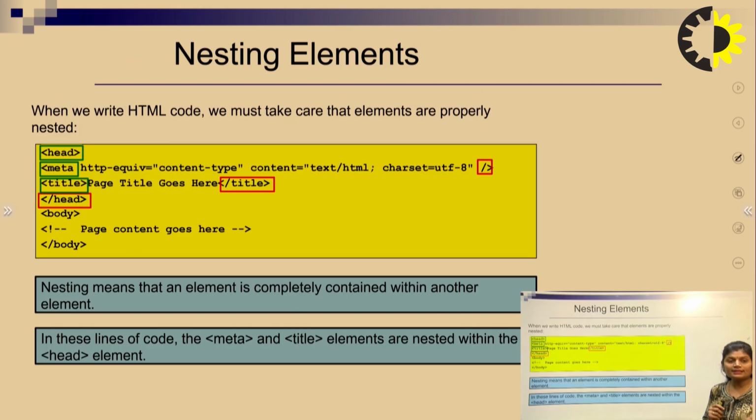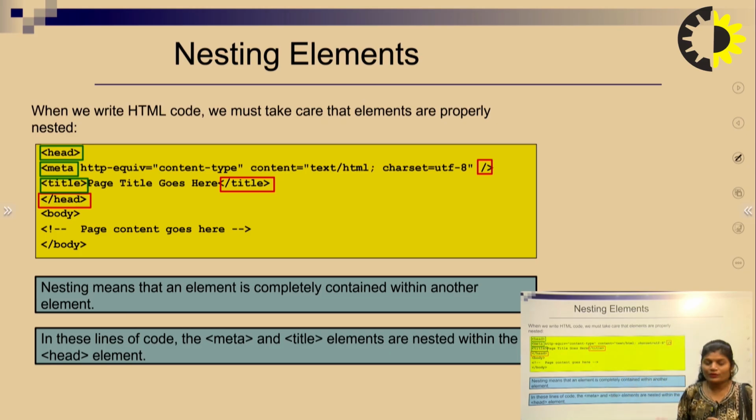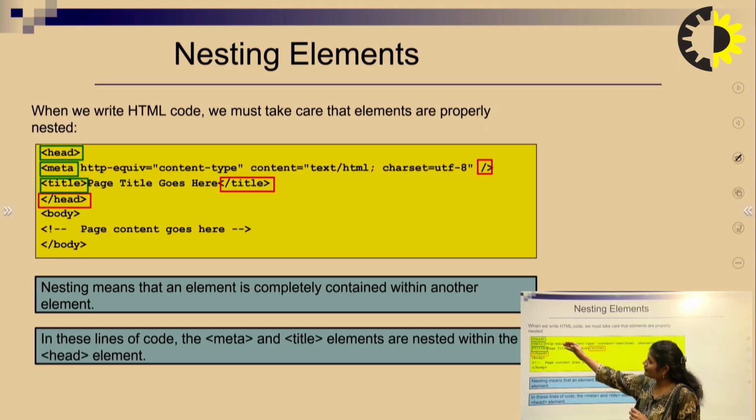So what is the nesting element? When we write HTML code, we must take care that elements are properly nested. Okay. So what is nesting? Nesting means that an element is completely contained within another element. Okay. In these lines of code, the meta and title elements are nested within the head element. See, in this head section, the meta and title elements are nested. First you write head, then meta, then title.